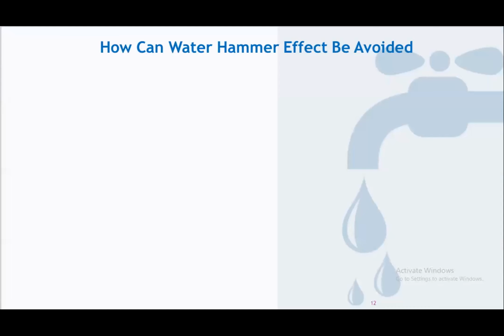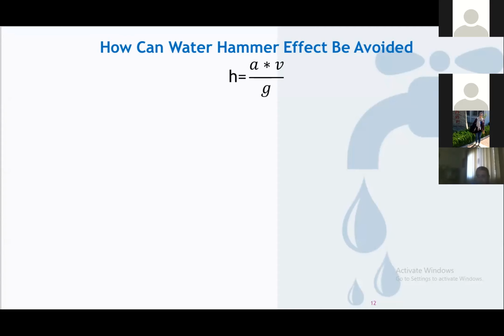Okay. How can the water hammer effect be avoided? Before I say how, I want to just describe some equations to simulate and state the characteristic parameters that affect the water hammer. This equation is called the Joukowsky equation. It's the simplest equation in water hammer, and it works mainly for gravity systems, okay?